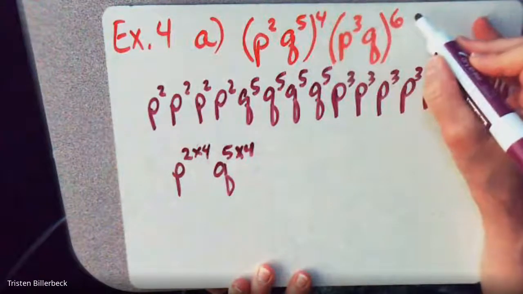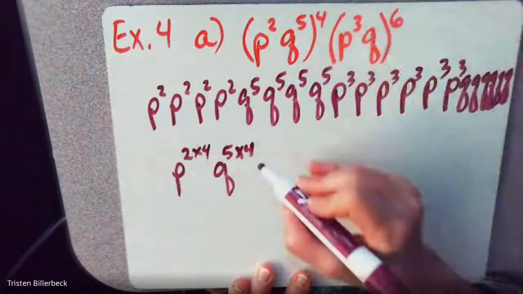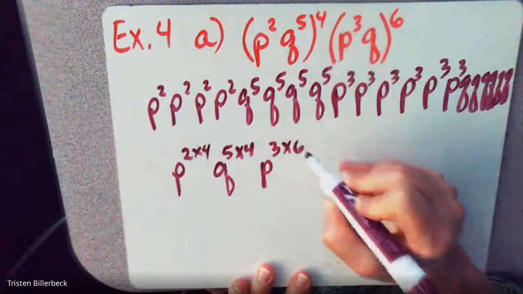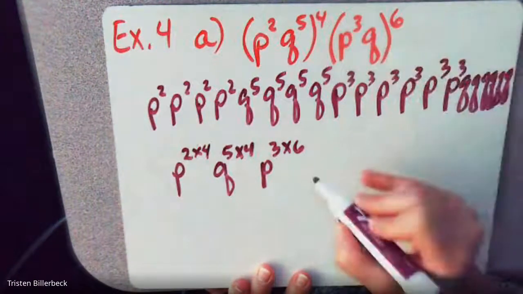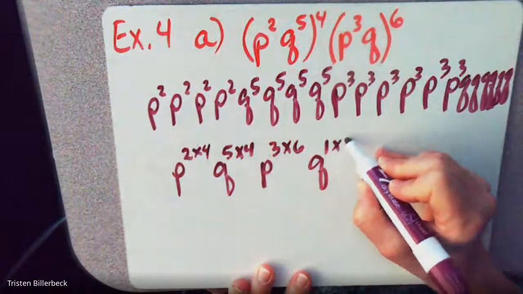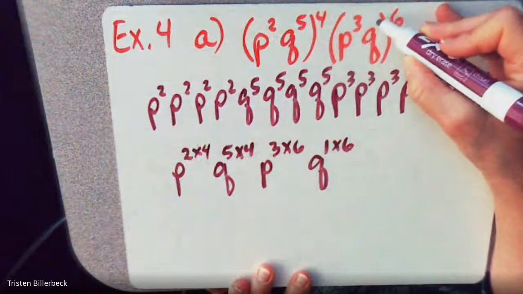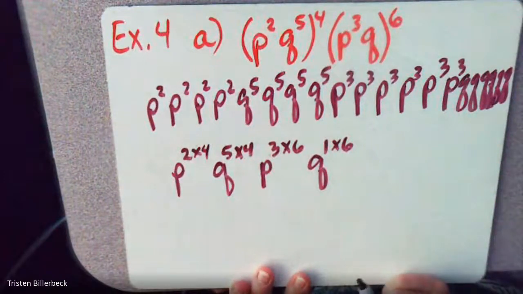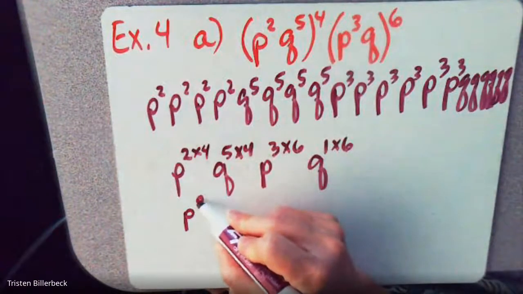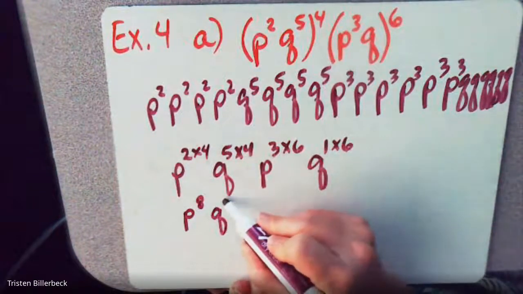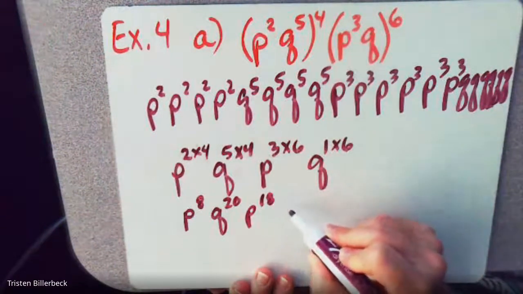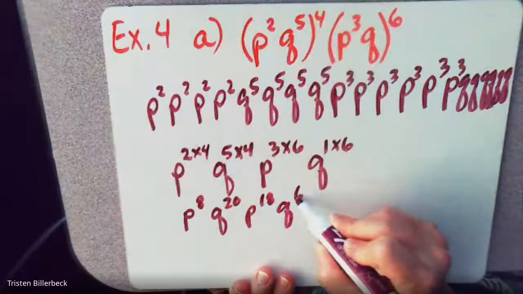And then that's going to multiply, this time it's by 6. So we have P to the 3 times 6 and Q to, it's just 1 times 6 because this one doesn't have an exponent, it's just 1. So when we do that, we have P to the 8th, Q to the 20th, P to the 18th and Q to the 6th.